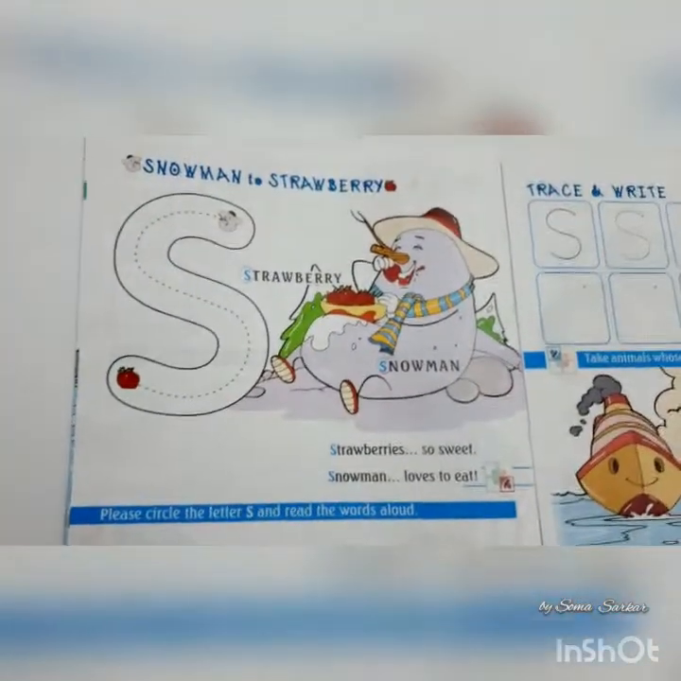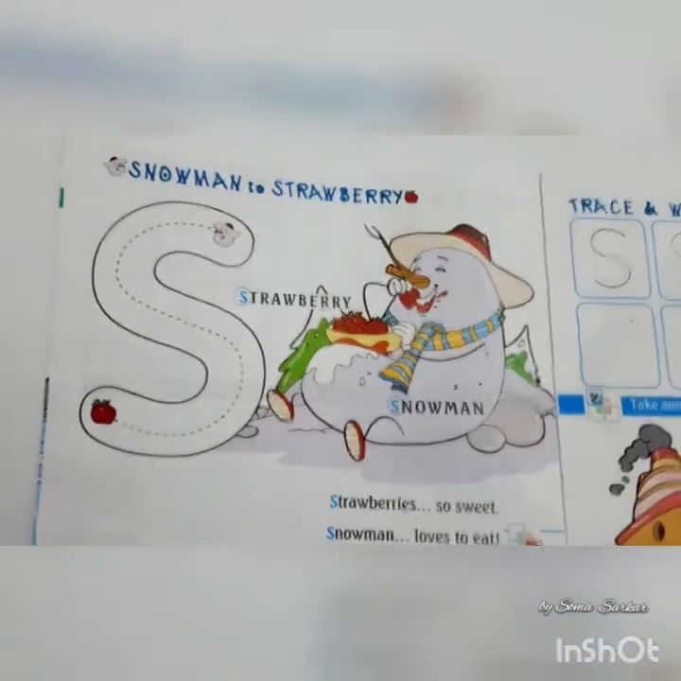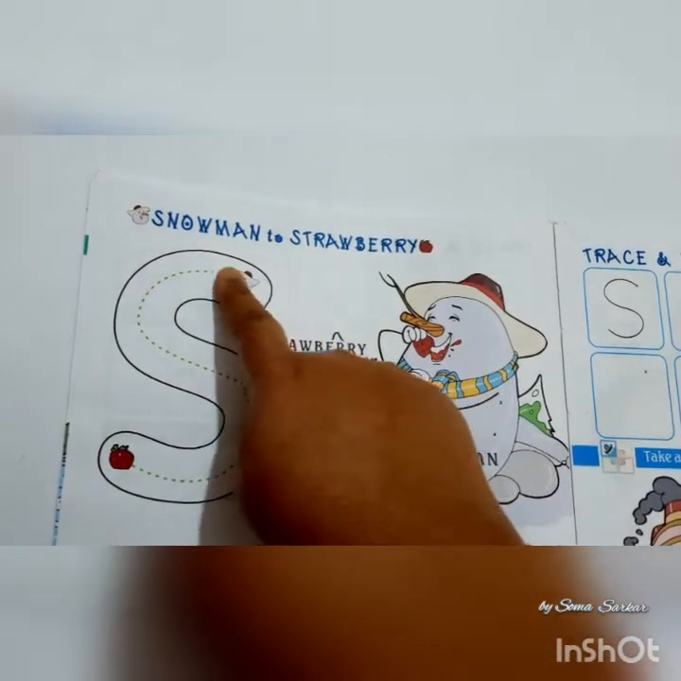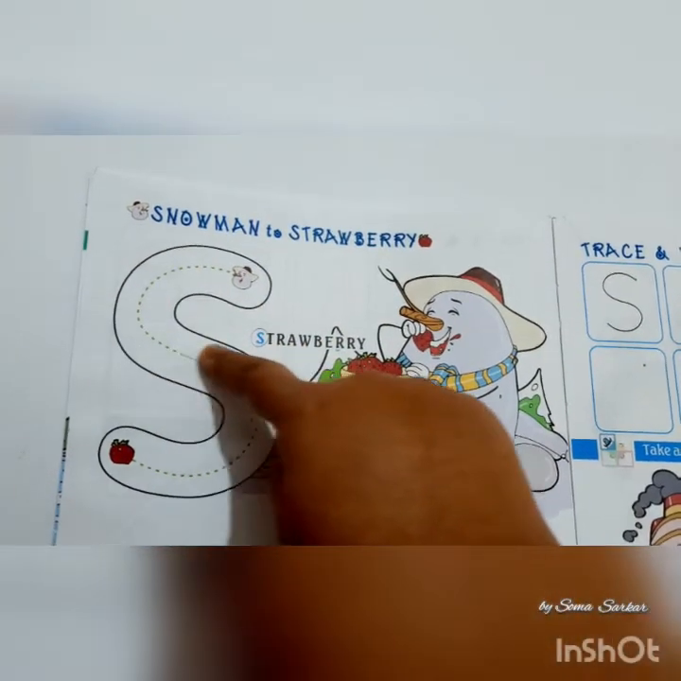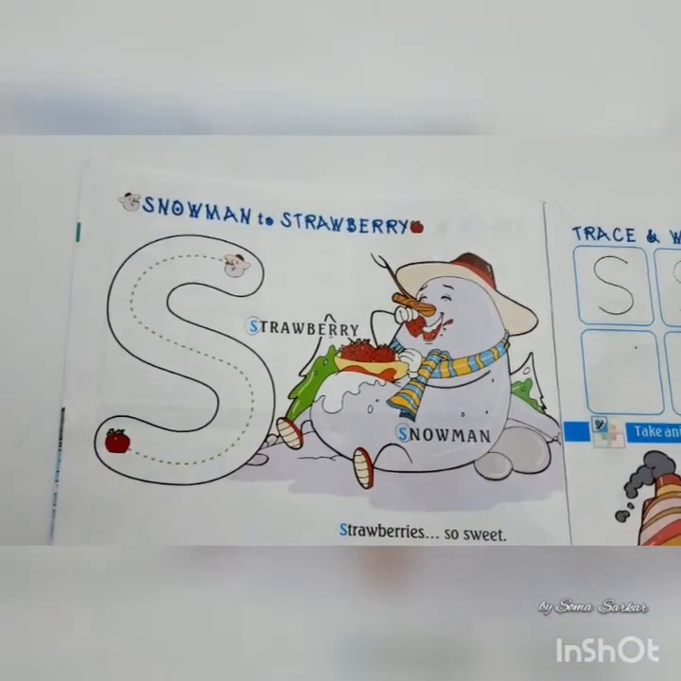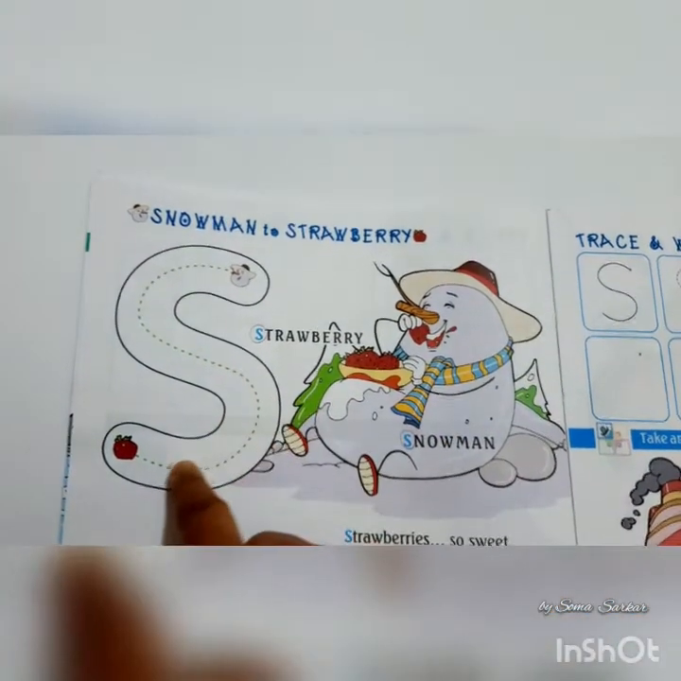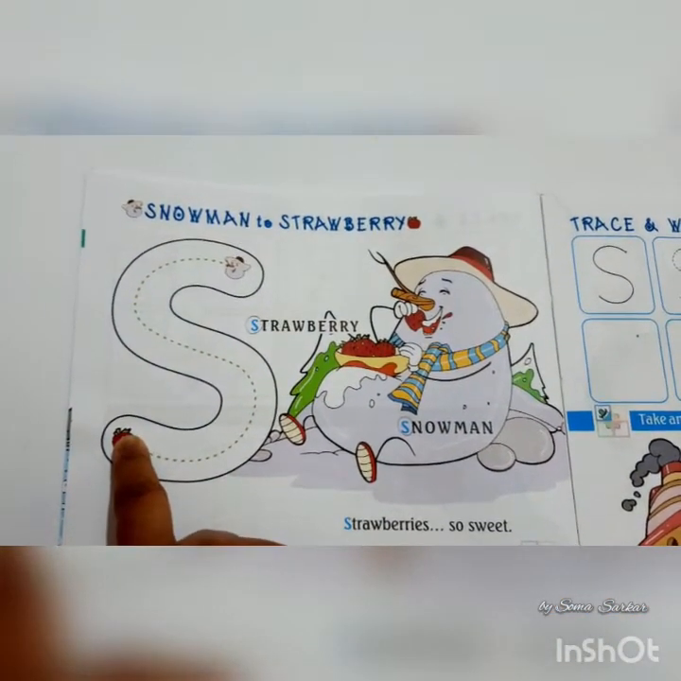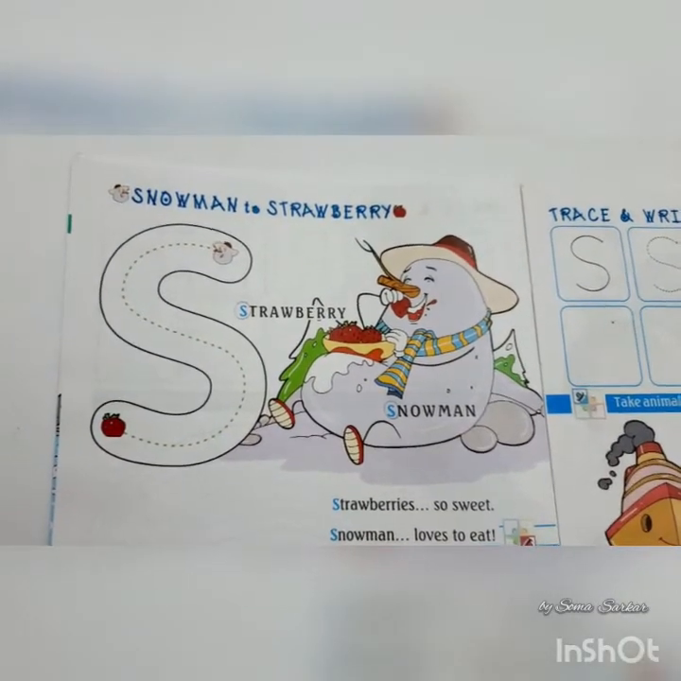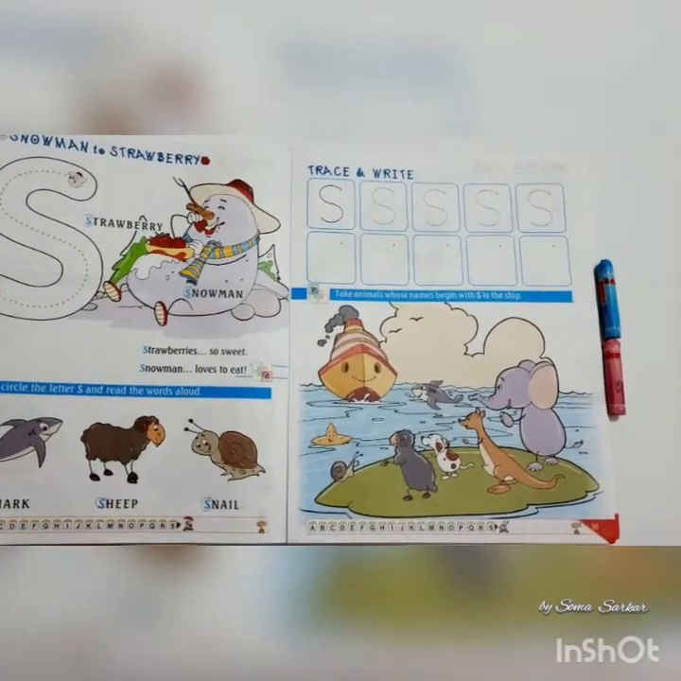Now kids, using your finger, trace the letter S. Okay? Start from the snowman and help the snowman reach the strawberry. Make a curve, turn to your left and complete the curve. This is capital letter S. Very good, kids. Now come to the next page.